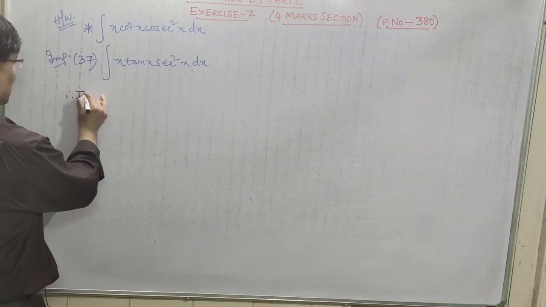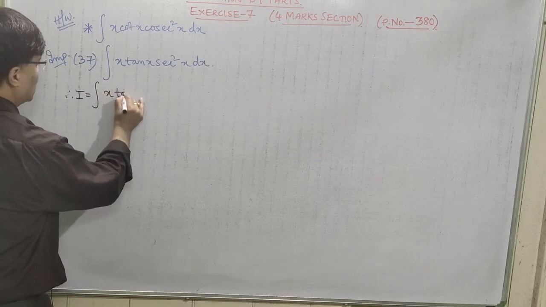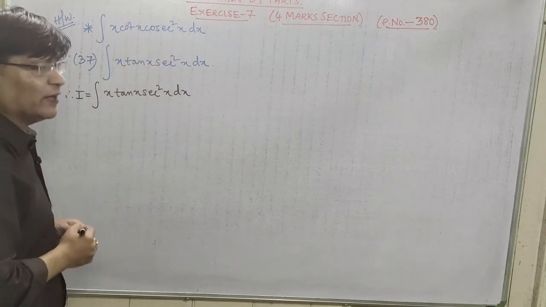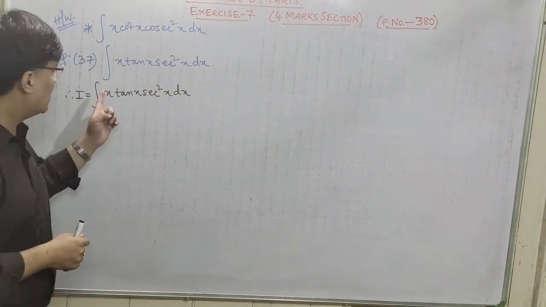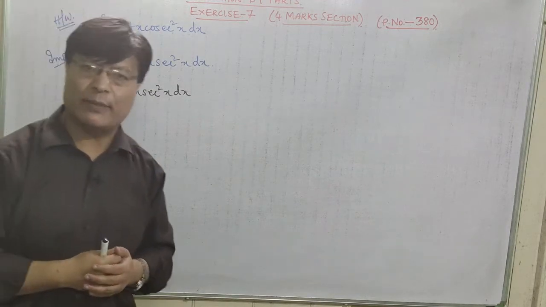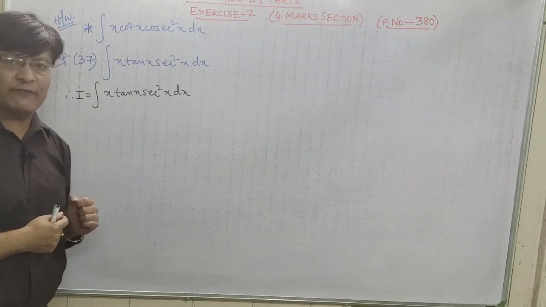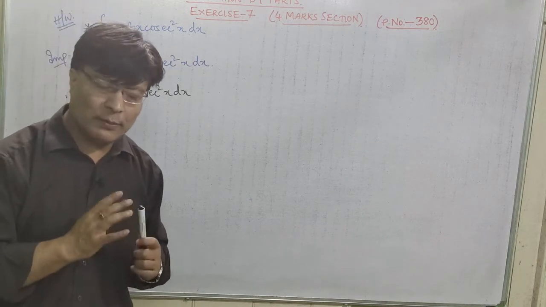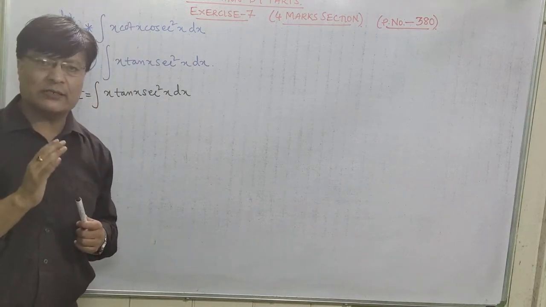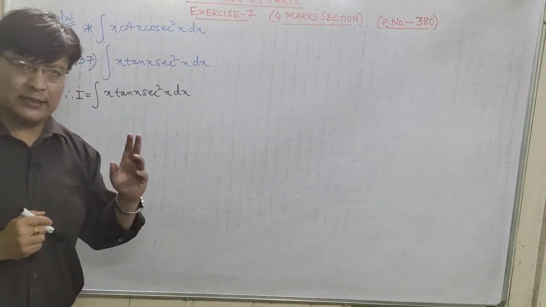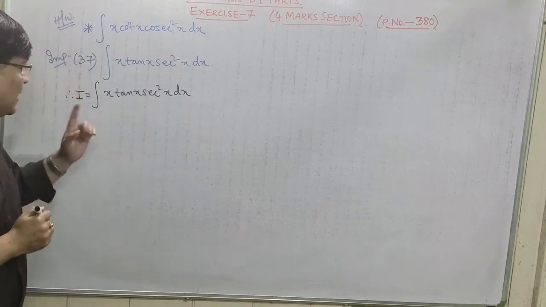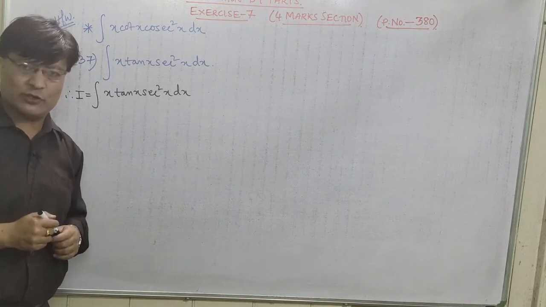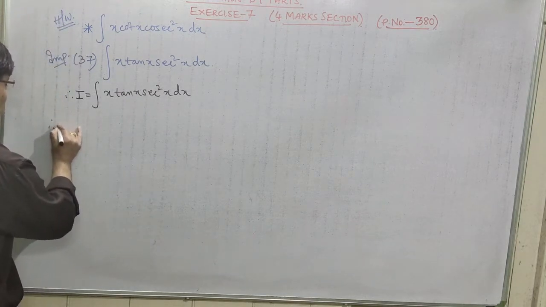So let us write first I is equal to integration of x tan x sec square x dx. Both the problems are very important. Here we can directly use integration by parts. Here x is the algebraic function, that is A, and tan x sec square x is the trigonometric function, that is T. Among these two letters A and T, which letter comes first in the word LATE or ILATE? A comes first, isn't it? So x is the first function and tan x sec square x is the second function. So let us use integration by parts.